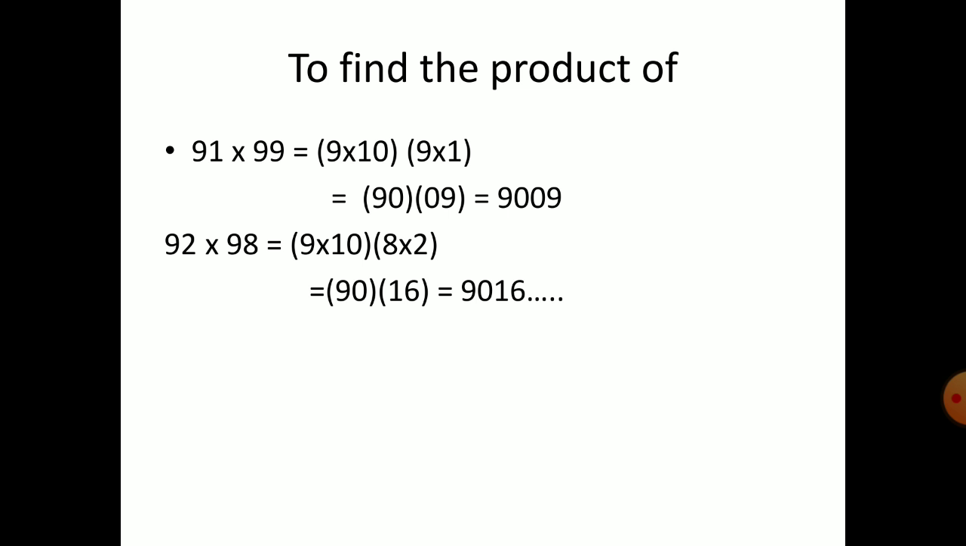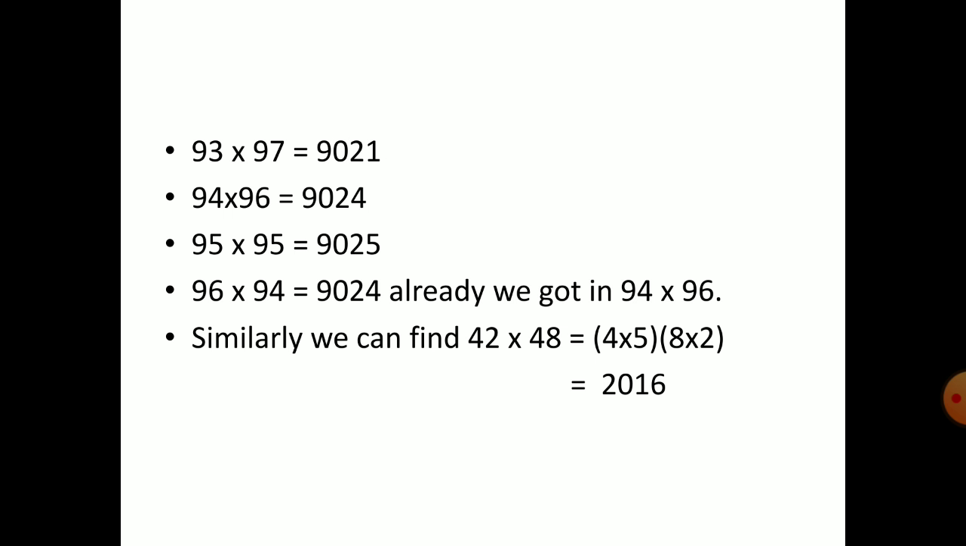Similarly, 92 into 98 can be found as 9 tens are 90 and 8 twos are 16, 9016. Then it can be extended for 93 into 97. 9 tens are 90 and 3 sevens are 21, 9021. 94 into 96 is 9 tens are 90 and 6 fours are 24, 9024. And 95 into 95 is 9025. 96 into 94, already we got 94 into 96 by commutative property. Both are equal. The product is 9024. Thank you very much.